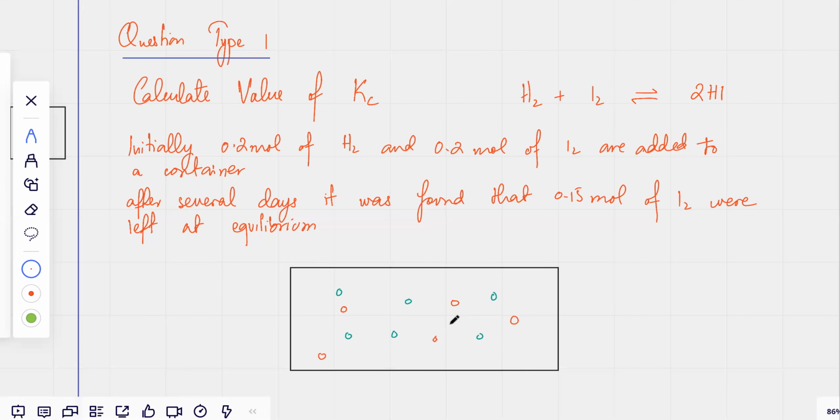So the molecules start bumping into each other and they start reacting. So H2 and I2, they react. These H2 and I2, they react. So they all start reacting with each other, and they continue to react and they continue to form HI molecules. So these black molecules are your 2HI molecules. So the reaction starts. So initially you had added H2 and I2, 0.2 moles and 0.2 moles both, right at the beginning.